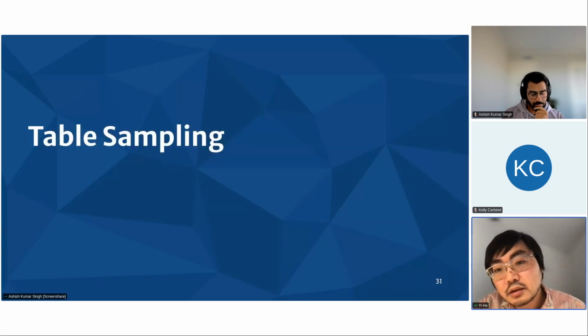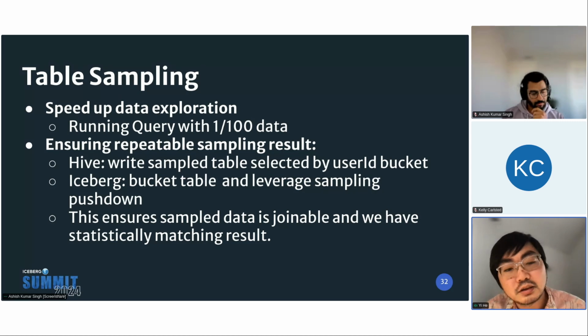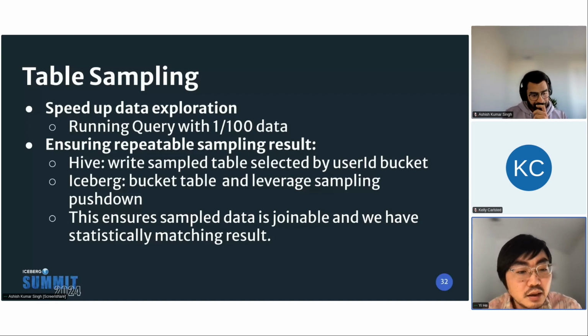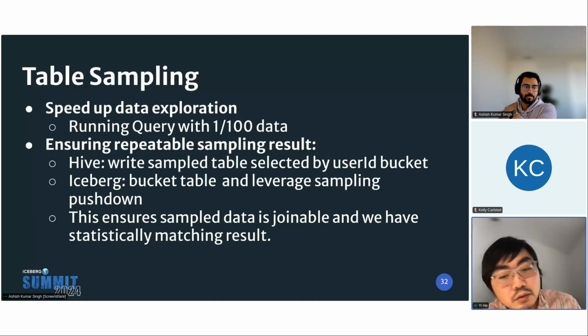The second thing we did for query velocity is table sampling. Using table sampling, we read only 1% of the data, or whatever the user chose, instead of reading the full data set for the query. For Hive tables, we write another copy of the table that has only sample data, for example 1% of the user IDs.